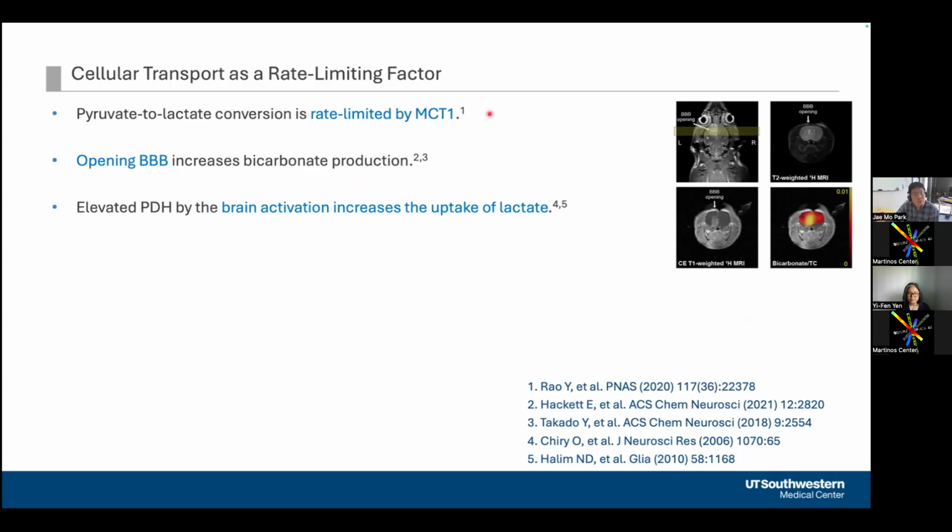So this gave me a more puzzling analysis or interpretation. But I also learned that if PDH is elevated by brain activation, it also increases the uptake of lactate. Lactate uptake has actually been shown by several groups. And so we understood that maybe what we are seeing is real, and the increased bicarbonate signal actually reflects the upregulated PDH flux by brain activation.